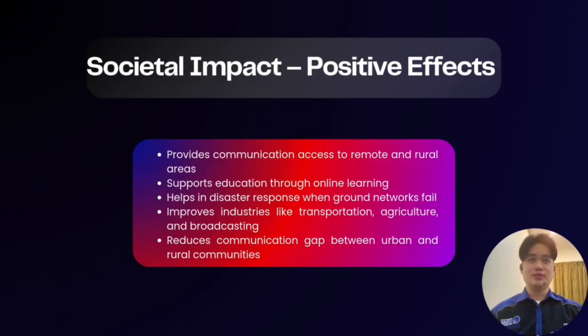I'll be presenting about societal impact, positive and negative. Satellite communication has many positive impacts on society. One major benefit is that it provides communication access to remote and rural areas. People living far from cities can still access the internet, education, and emergency services. Satellite systems also support distance learning, allowing students to attend online classes from everywhere. In disaster situations like floods or earthquakes, satellites become extremely important because they can operate even when ground networks are damaged. In addition, many industries such as agriculture, transportation, broadcasting, and navigation depend heavily on satellite communication.